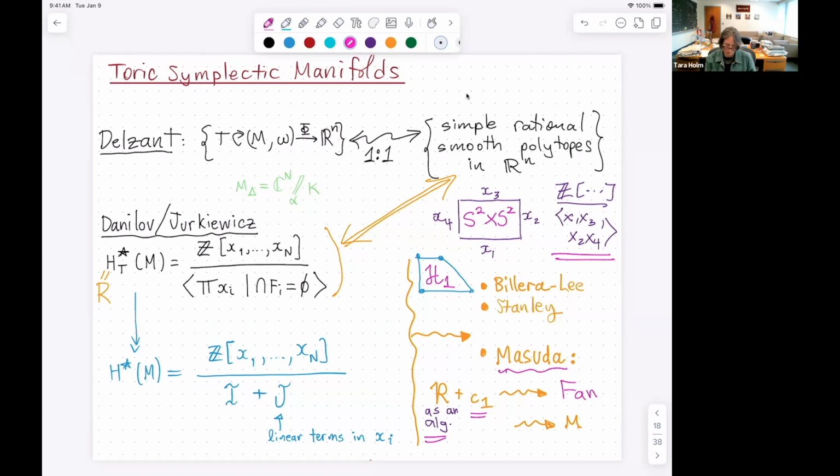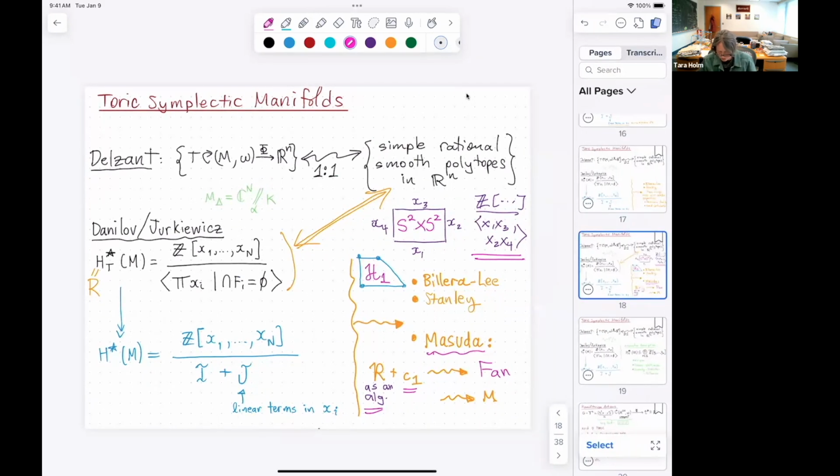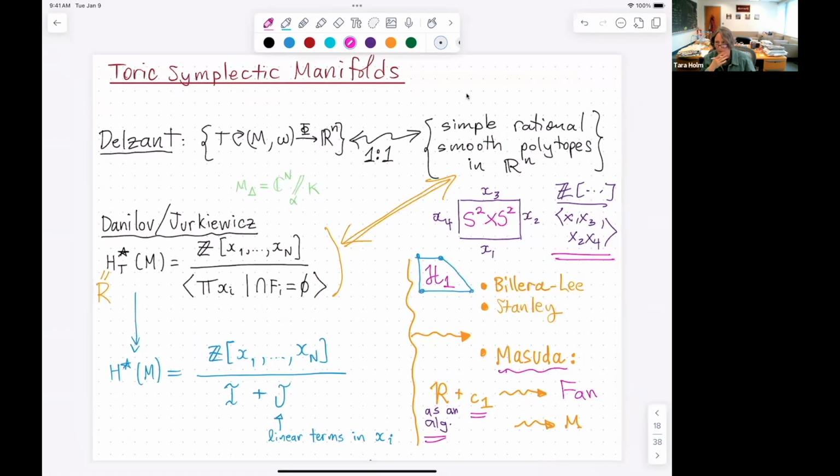So of course, for S2 cross S2, there are infinitely many symplectic structures. I can make the rectangle much wider or much shorter or taller, and the polytope and the cohomology ring never see that. But that's the combinatorial manifestation of the symplectic structure. Okay, and I think that is what I wanted to say so far about toric symplectic manifolds.